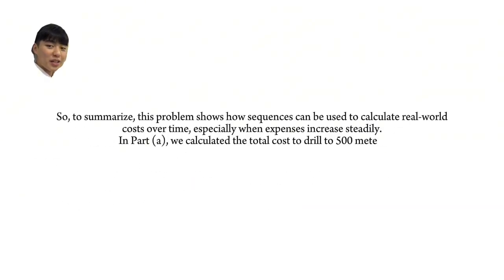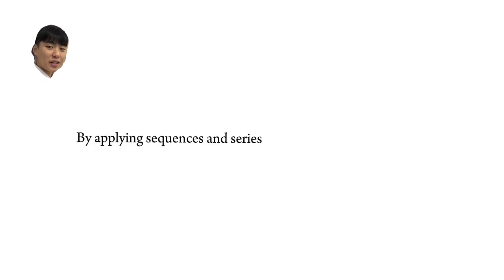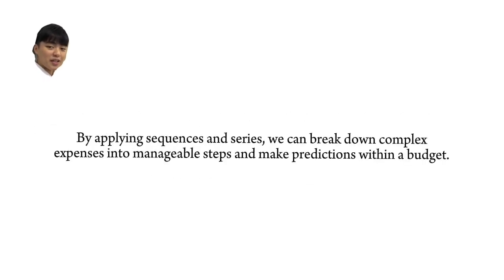So, to summarize, this problem shows how sequences can be used to calculate real-world costs over time, especially when expenses increase steadily. In Part A, we calculate the total cost to drill to 500 meters with the sum formula for our arithmetic sequence. Then, in Part B, we use the sum formula again and the quadratic formula as well to find the maximum depth that could be drilled within a $76,000 budget. By applying sequences and series, we can break down complex expenses into manageable steps and make predictions within a budget.